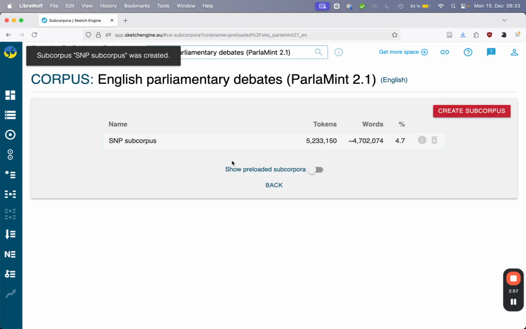And that was very quick. My subcorpus has been created. It's called SNP subcorpus, and it contains about 4.7 million words. So it's a very small corpus compared to the entire Parliament, which is much, much larger. And so my subcorpus is just 4.7% of the total Parliament 2.1 corpus. And what I can now do is I can do searches in this subcorpus only.